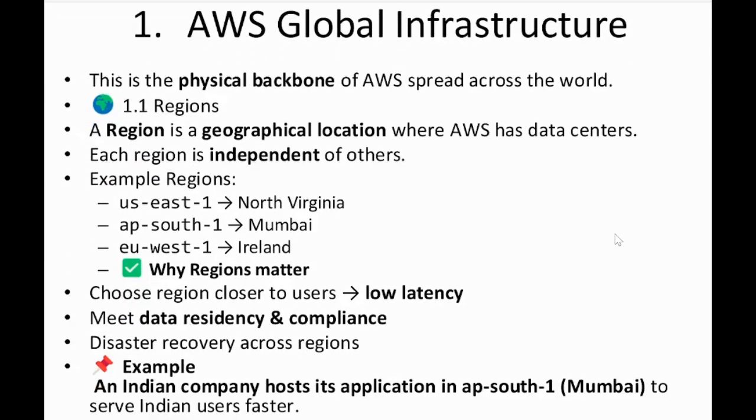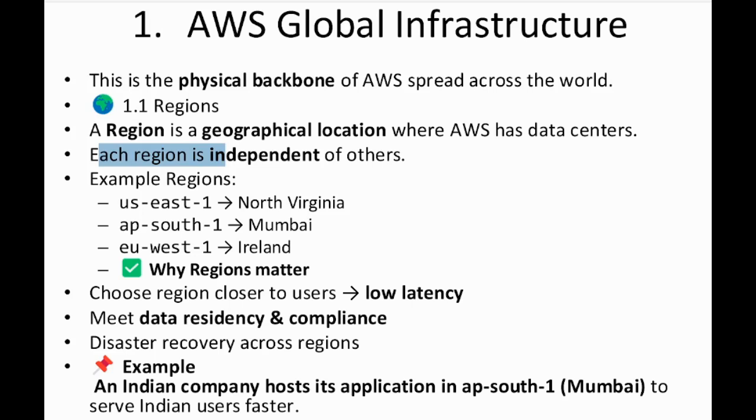First one is AWS Global Infrastructure. So what is this? This is the physical backbone of AWS spread across the world. First one is the regions. A region is a geographical location where AWS has data centers. Okay, so this is the region.